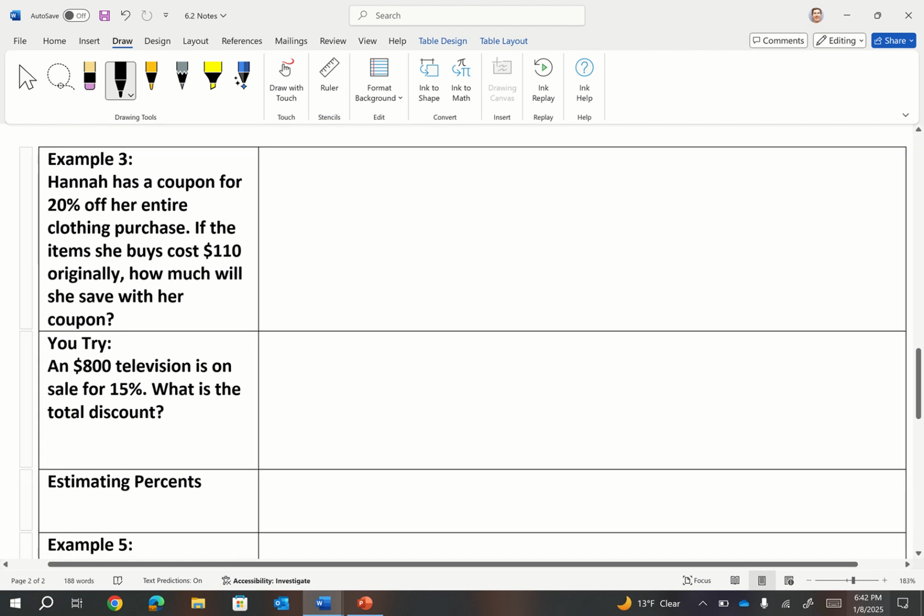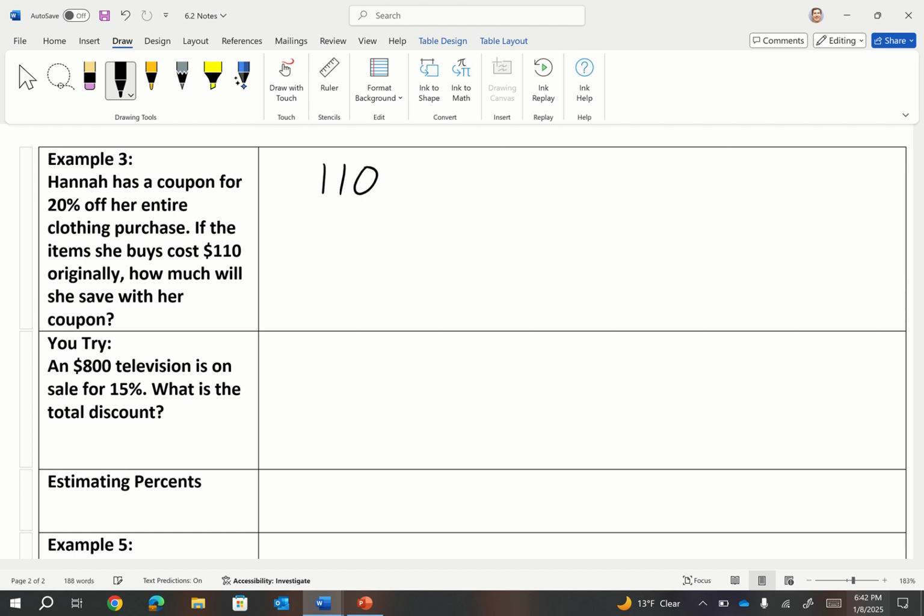Okay. Example 3. Hannah has a coupon for 20% off her entire clothing purchase. If the items she buys cost $110 originally, how much will she save with her coupon? So to find 20%, we can take what we know about finding 10%. I know that 10% of 110 is 11. So if 10% is 11, I just need to add another 10% to get 20%. That's 10%. This is 10%. Add them together, we get 20%. So she's going to save $22.